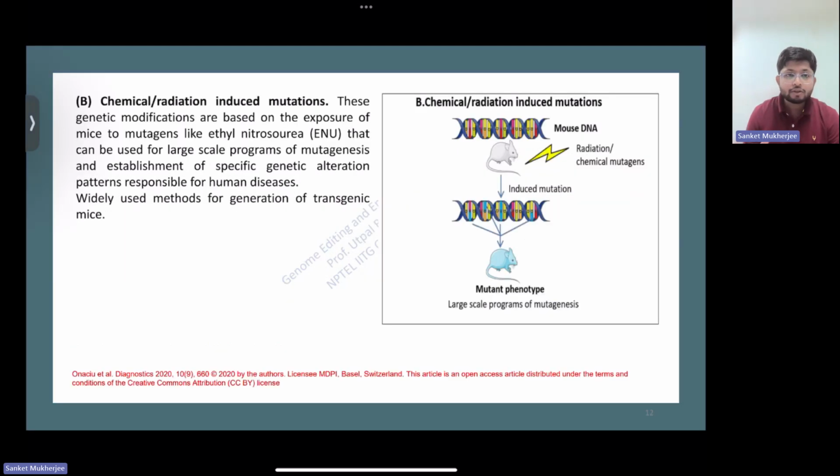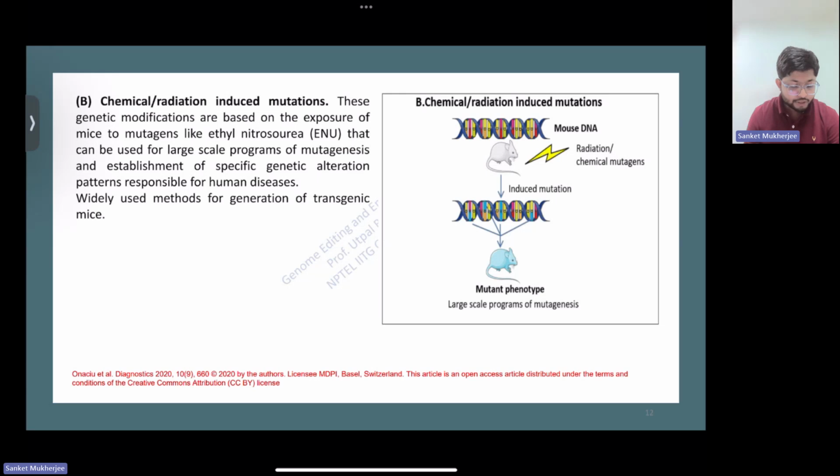Chemical or irradiation induced mutations can be there. These are genetic modifications based on the exposure of mice to mutagens like ethyl nitrosourea, that can be used for large-scale programs of mutagenesis and establishment of specific genetic alteration patterns responsible for human diseases.